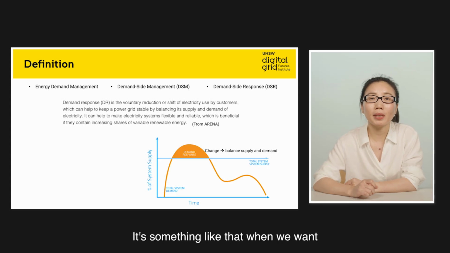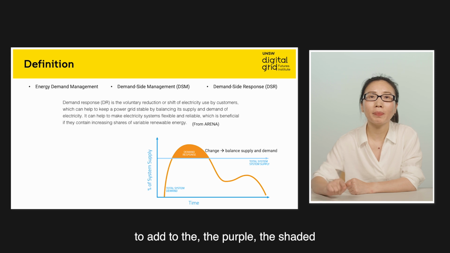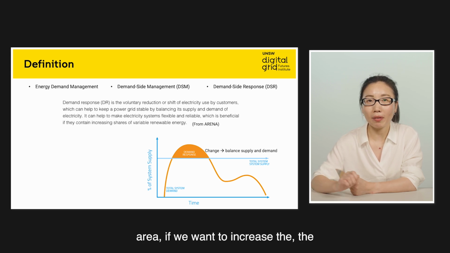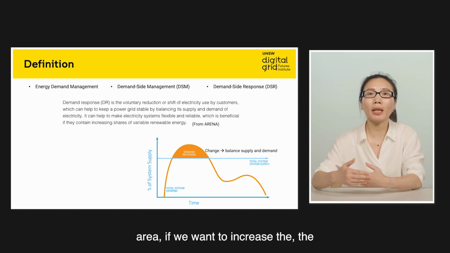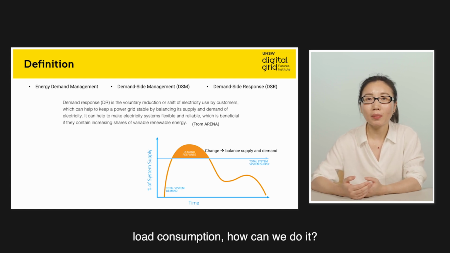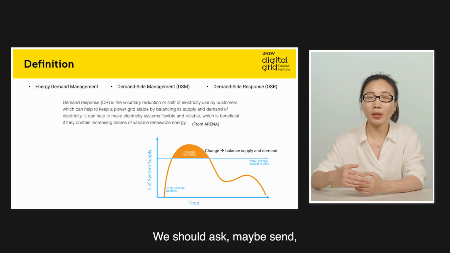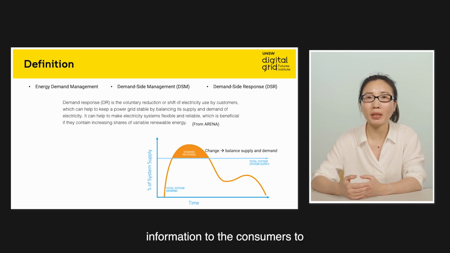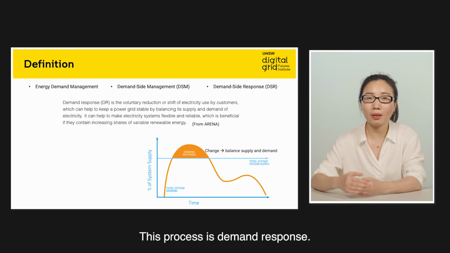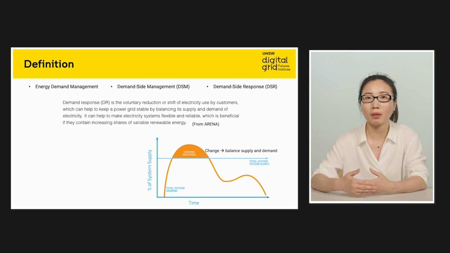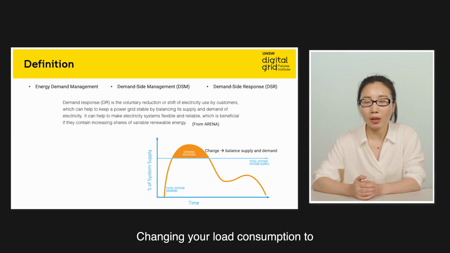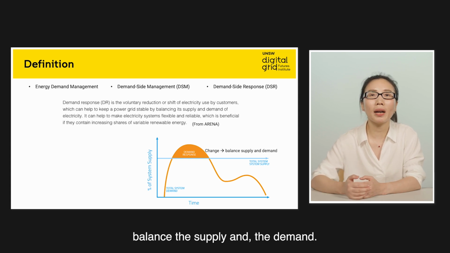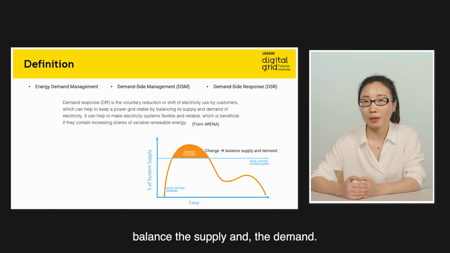Look at this figure. In the shaded area, if we want to increase the load consumption, how can we do it? We should send information to the consumers to increase their load consumption. This process is demand response. Change your load consumption to balance the supply and the demand.